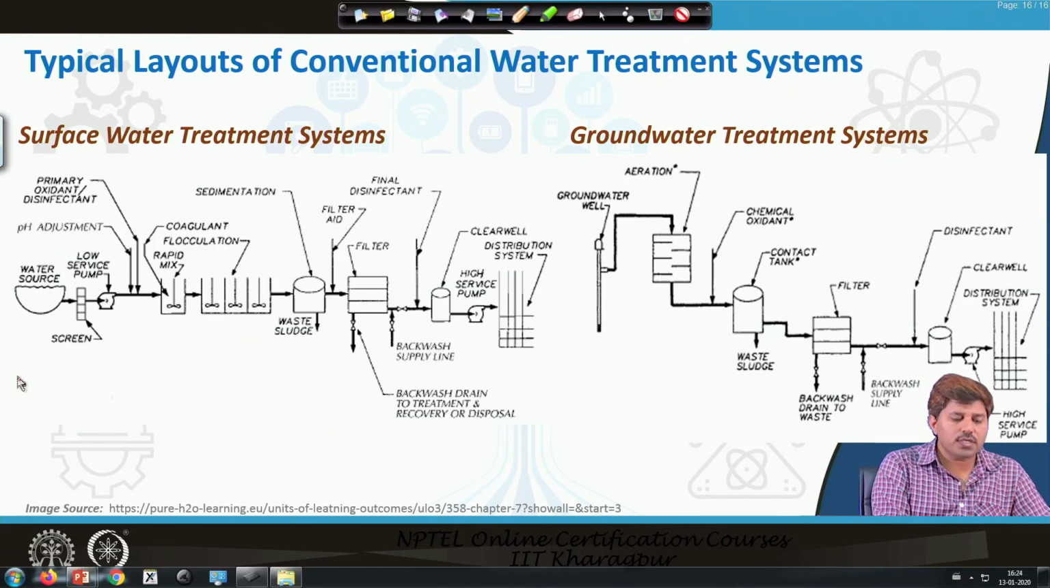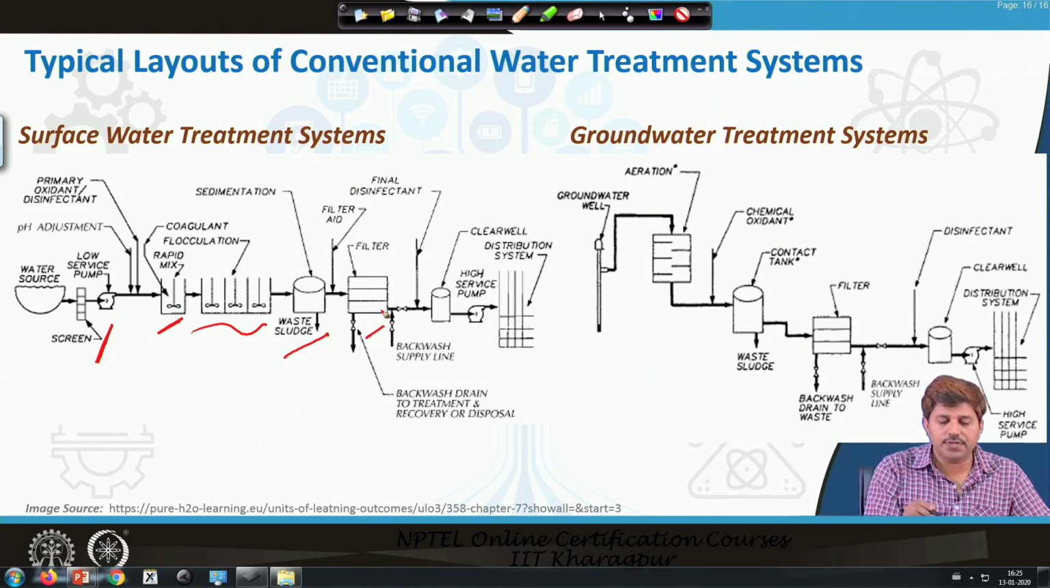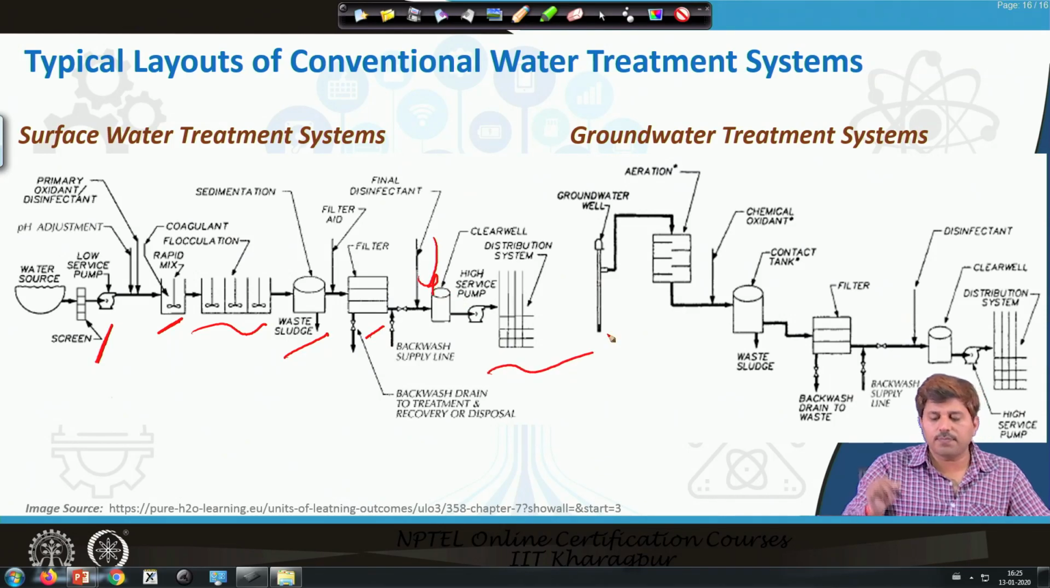So, if we see a couple of typical layouts for conventional water treatment systems for surface water and groundwater. For surface water, the water from the source is collected through screens and then pumped. We have a rapid mix where coagulant is added, and then we go for flocculation, so that the colloidals present here can be flocked together, and then they are removed in the sedimentation process, and then it comes to the filtration, and from there the disinfectant is added, and then it is supplied to the consumer. So, that is the conventional system for the surface water sources, whereas for groundwater sources we have an additional step of aeration.